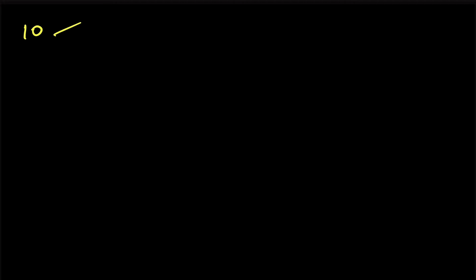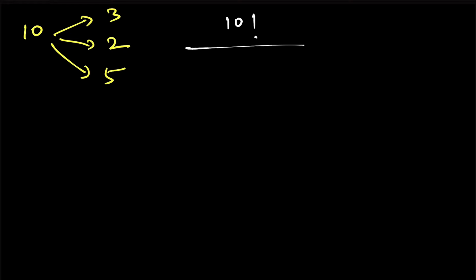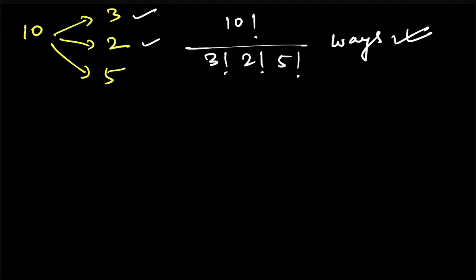Now let's see some examples. For example, there are 10 objects, and you have to arrange them in one group of 3, one group of 2 and one group of 5. So we have these three groups. How many ways are possible? 10 factorial by 3 factorial, 2 factorial and 5 factorial. This many ways of grouping into three groups.